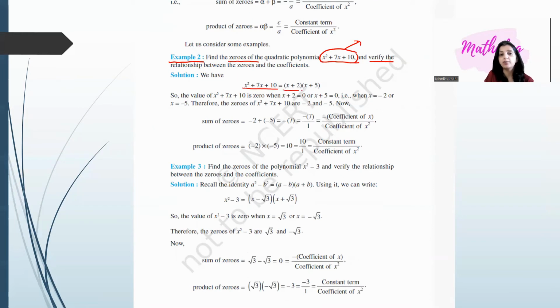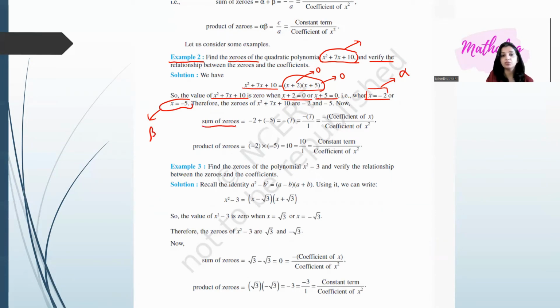This is a quadratic equation, and by splitting the middle term, these are the factors of the equation. So the value of this is 0 when x plus 2 equals 0, meaning the first factor is 0, or the second factor is 0. The equation is 0 when either this value is 0 or this. So we can write x plus 2 equals 0 or x plus 5 equals 0. For the first equation, the value of x is minus 2. This is our first zero, and x equals minus 5 is the second zero.